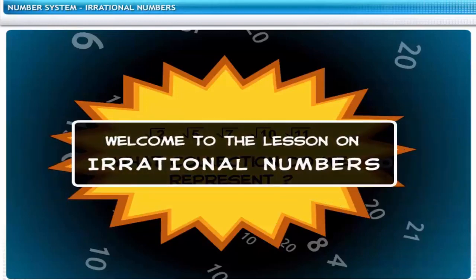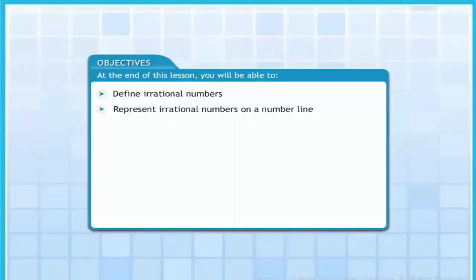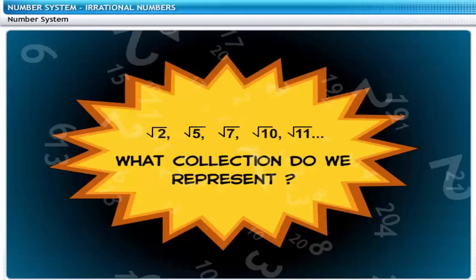Welcome to the lesson on irrational numbers. At the end of this lesson, you will be able to define irrational numbers and represent irrational numbers on a number line. You must have guessed that these numbers are not rational numbers. Such numbers are called irrational numbers.